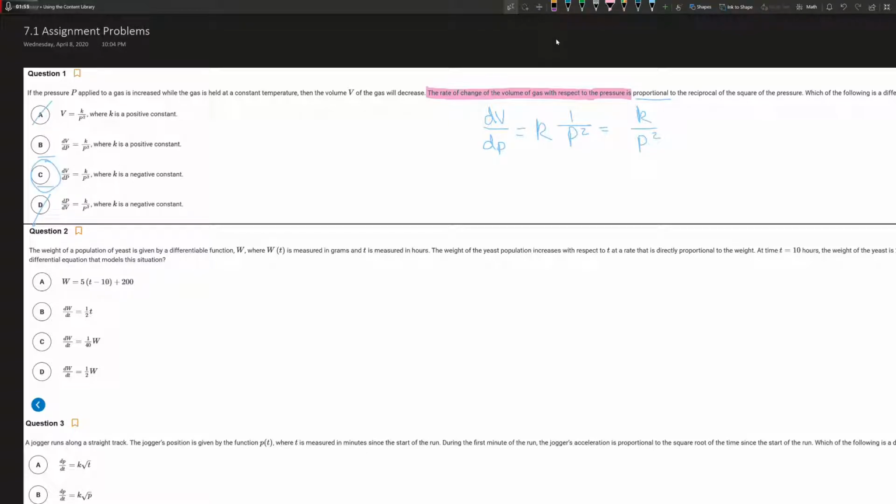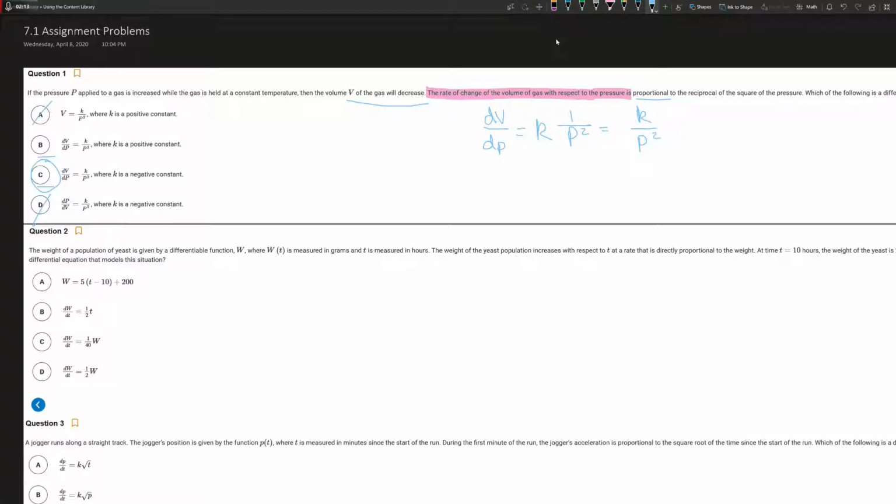Most of you picked B. The reason why it's C, and we know that K is a negative constant, is because of the first sentence. It says if the pressure P applied to the gas is increased while the gas is held at a constant temperature, then the volume of the gas will decrease.